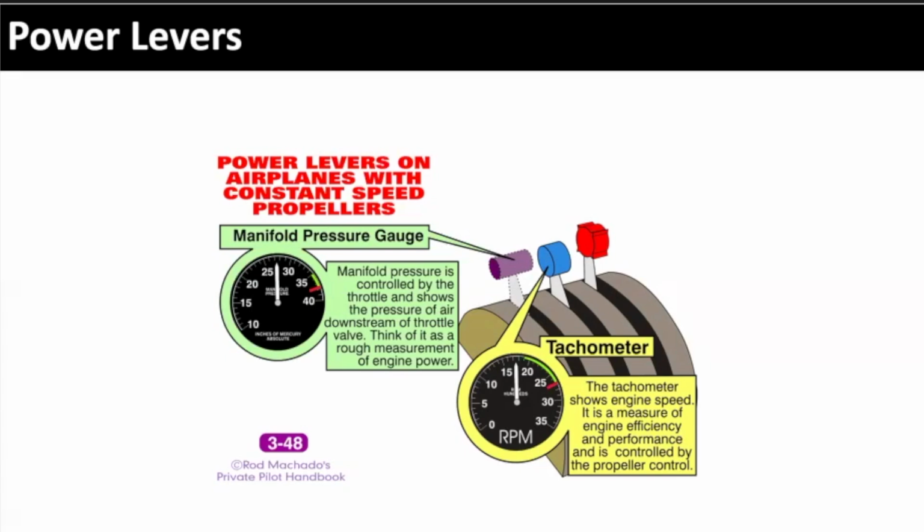There are certain low power settings where it doesn't matter how high you have your prop speed. If you go below a certain lower limit of thrust or power, your prop speed is going to reduce. The governor can only do so much to maintain that prop speed.